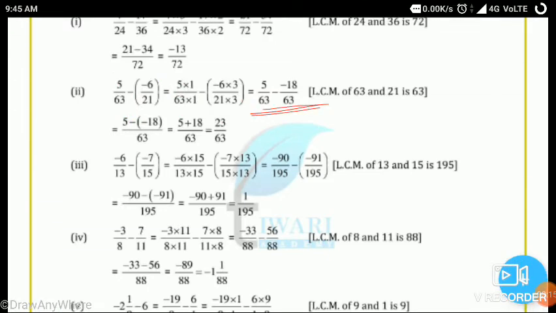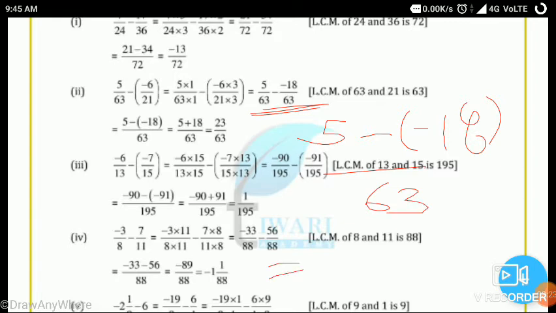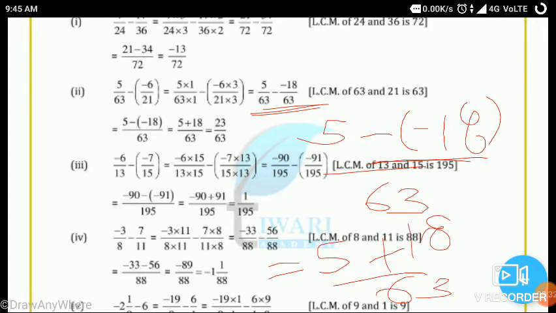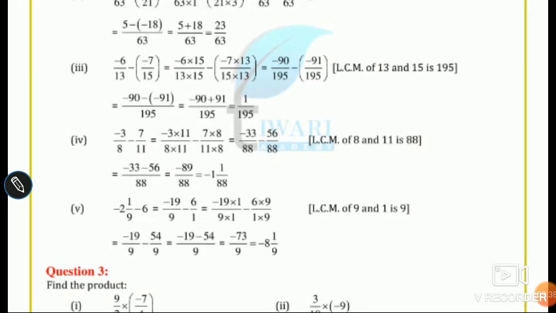So see, we write here numerator 5 minus 18 upon 63. Okay, so see, minus multiply minus, which is plus 18 upon 63, right? So 18 plus 5 is equal to 23 upon 63. Okay students, understood?